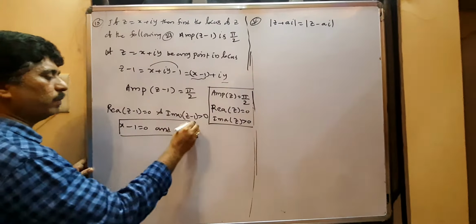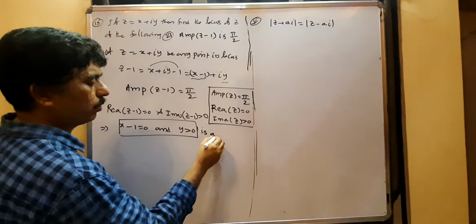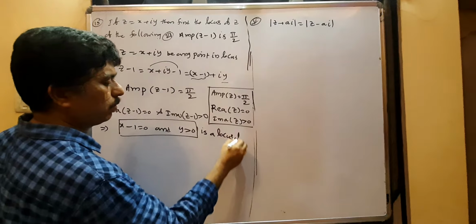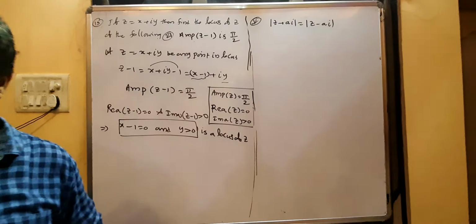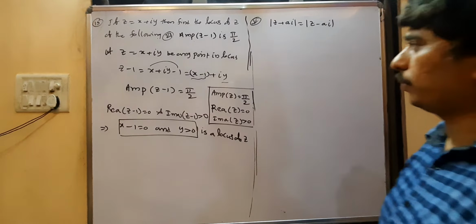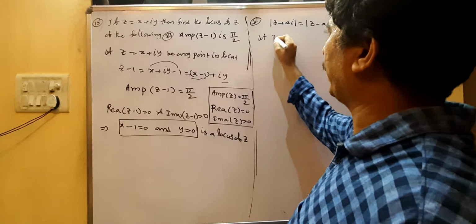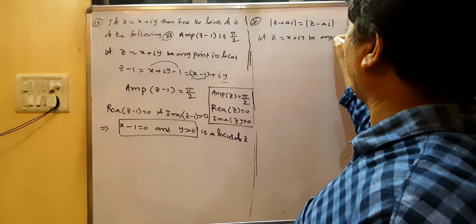This is the locus of z. You have to remember this as a formula. Coming to the fifth bit, locus of z. This question also they ask in the locus of z. So you can take let z equal to x plus iy be any point in the locus.